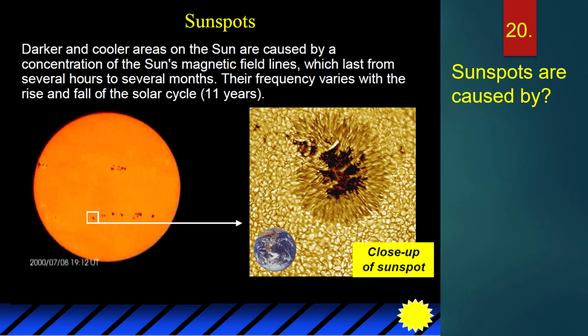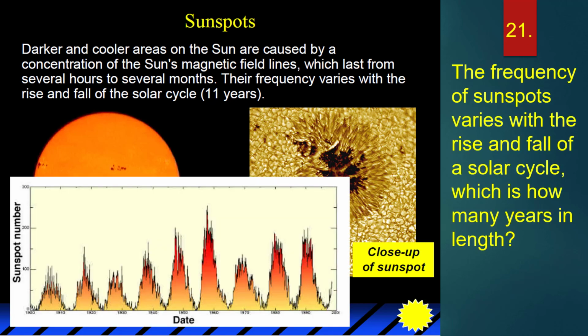Sunspots. Darker and cooler areas on the Sun are caused by a concentration of the Sun's magnetic field lines which last from several hours to several months. Their frequency varies with the rise and fall of the solar cycle, which is 11 years. Question 20. Sunspots are caused by? Question 21. The frequency of sunspots varies with the rise and fall of a solar cycle, which is how many years in length?